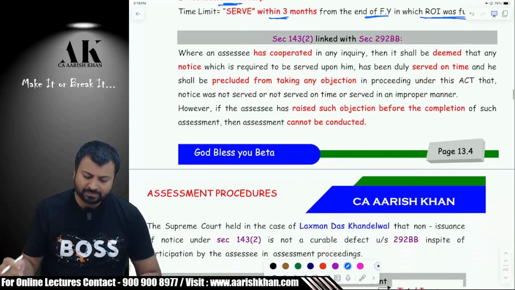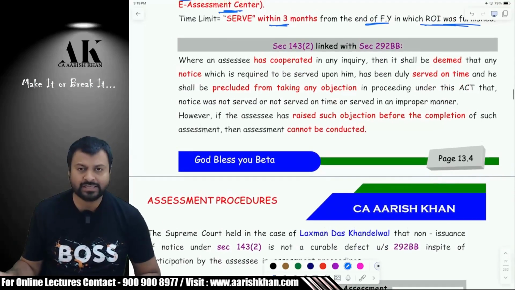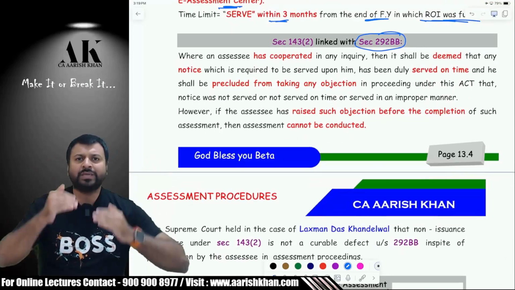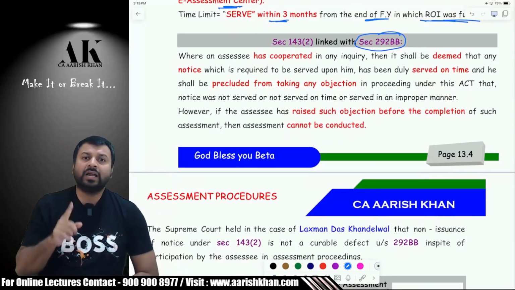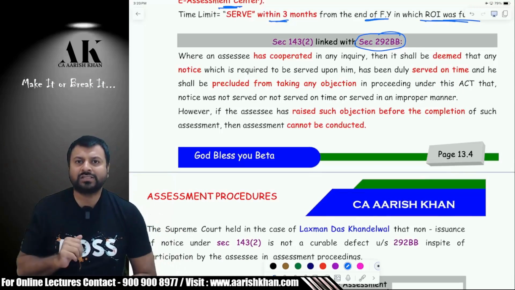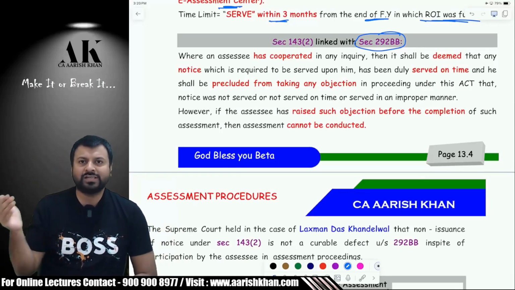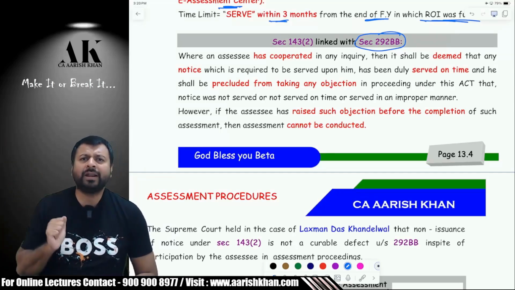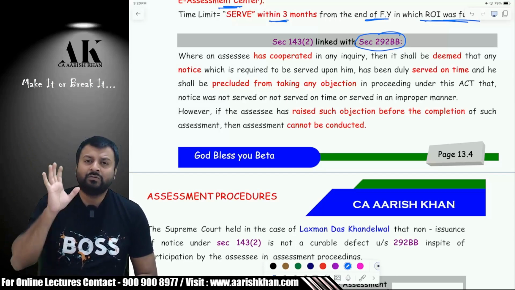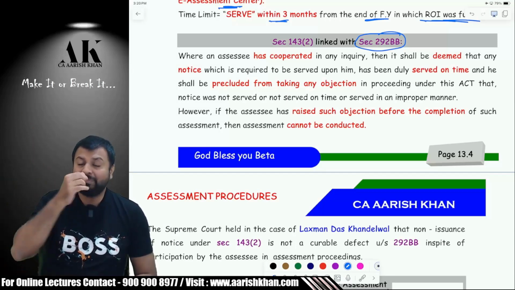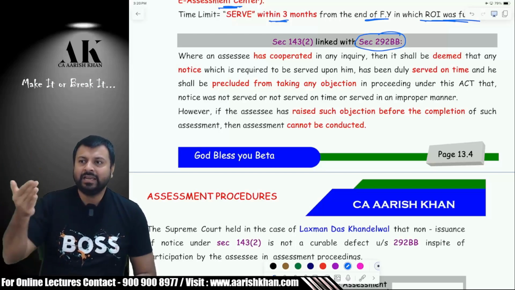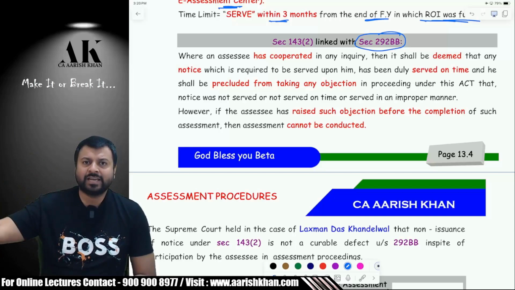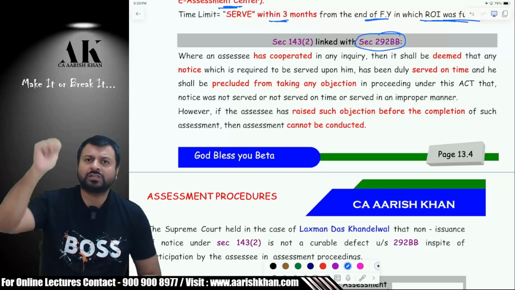Okay. Now there is some kind of mischief which was done by the assessee. For that, the government has brought section 292BB. There used to be cases when the assessee used to get a late notice. Say the assessee got the notice in July, say in August, and the assessment was started. The assessee was also cooperating, but was doing a mischief. What mischief? Once the assessment is completed, he sees that if the assessment is in his favor, he does not say anything. If the assessment is against him, he says that the notice was not served on time.